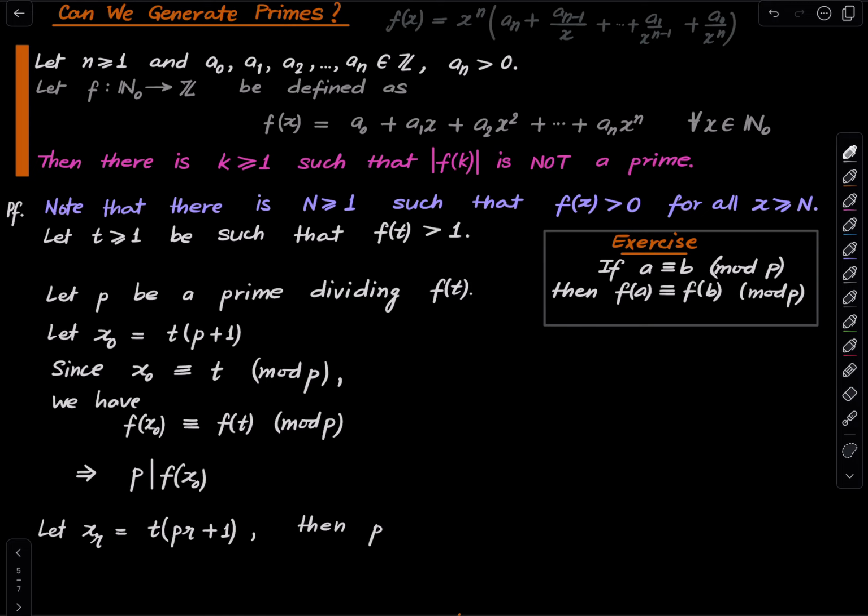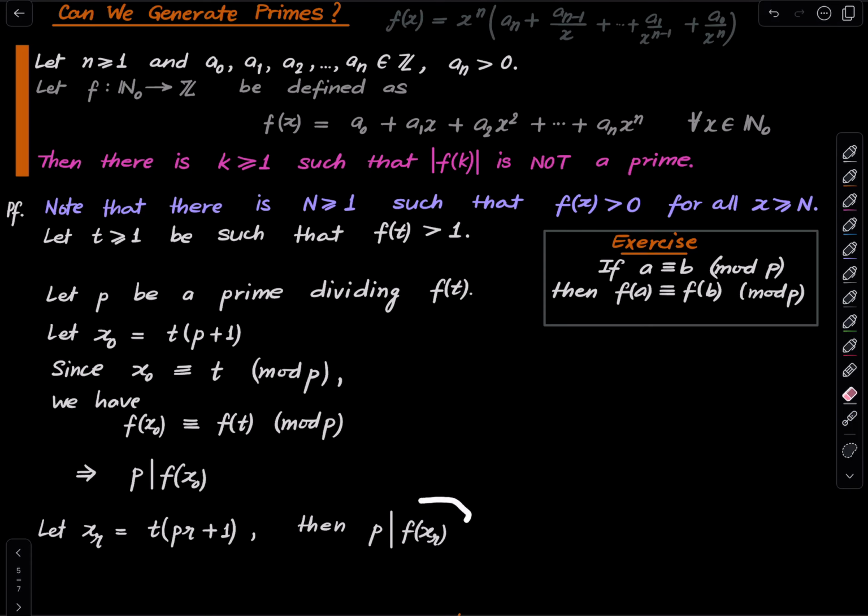Then p divides f of x_r by the same reasoning, because this is also congruent to t modulo p. Now, this is an increasing list of natural numbers. If you vary over r, going from 0, 1, 2, 3, this is an increasing list of natural numbers, and all the values that f takes on those numbers are divisible by p.